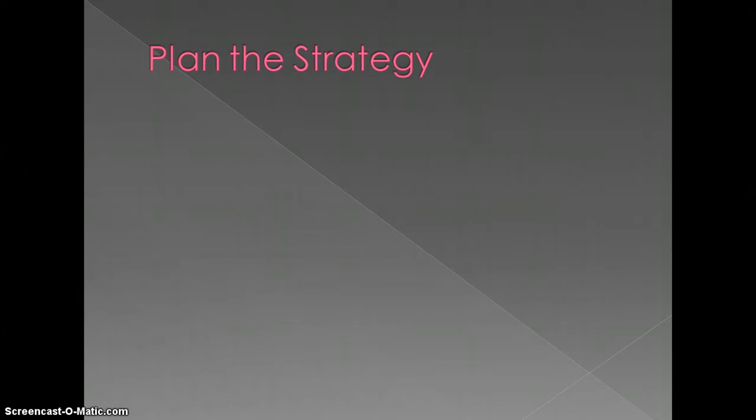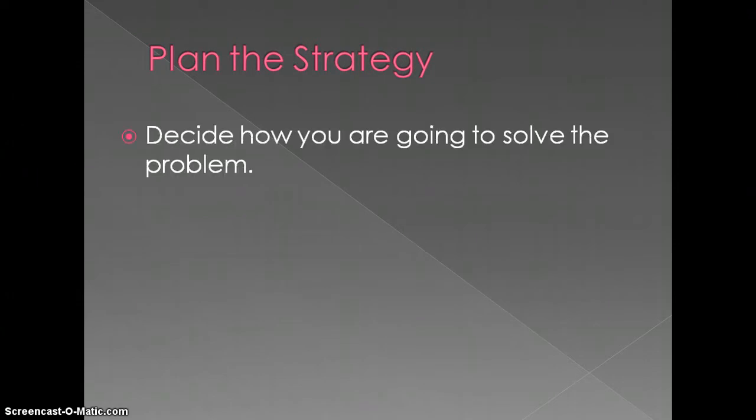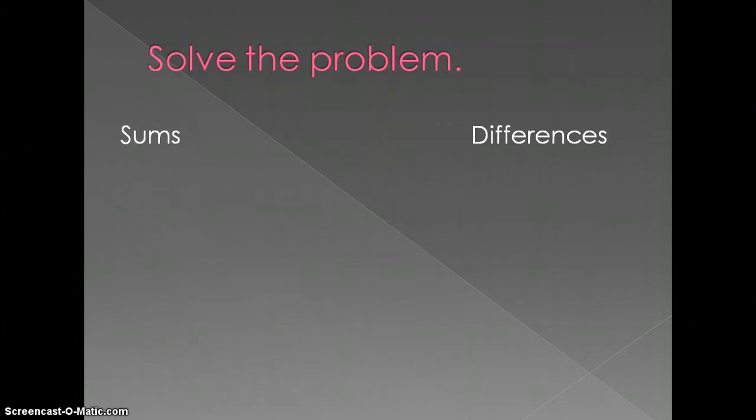So our next step is to plan the strategy. We're going to figure out how we're going to solve the problem. Now in this case, we're using try and check. So we're going to start by finding sums of 22 and then move on from there. And then the final step is to actually solve the problem. So let's solve this problem.